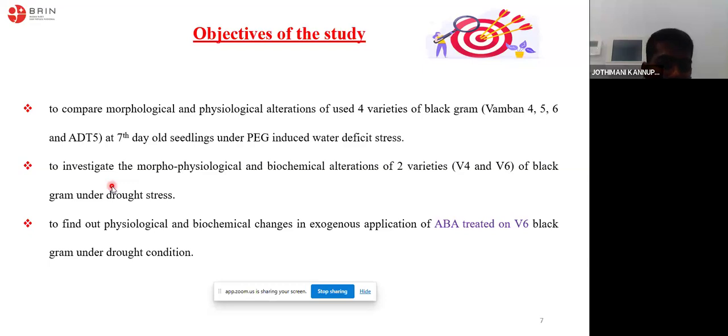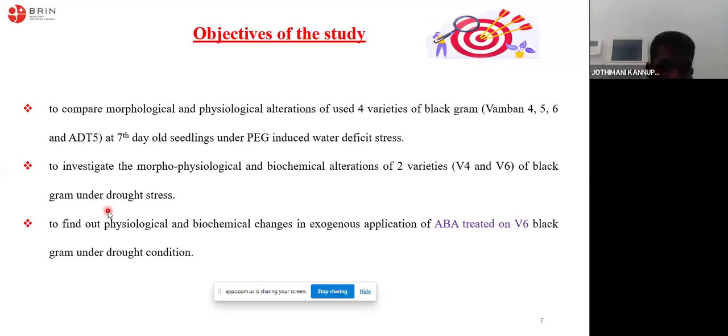Moving on to our second objective, we aim to investigate the morphophysiological and biochemical alterations of 2 selected varieties, 1.4 and 1.6, under drought stress. Our next objective is to understand how these hormones affect processes such as stomatal closure, water uptake, and photosynthetic activity in 1.6 black gram plants under drought conditions.